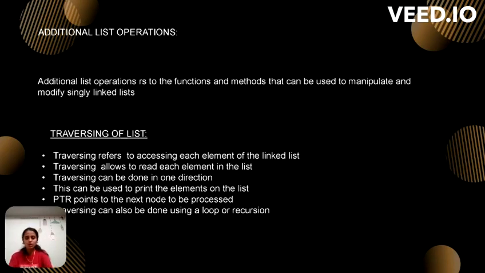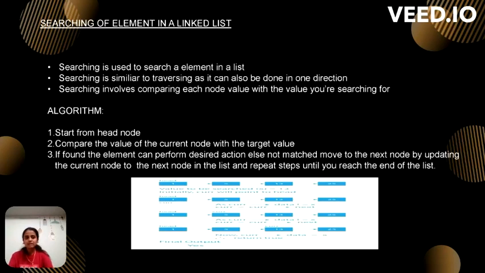Next, we'll move on to searching for an element in the linked list. Searching is used to search for an element in the list. Searching is similar to traversing as it can also be done in one direction. Searching involves comparing each node value with the value we are searching for.